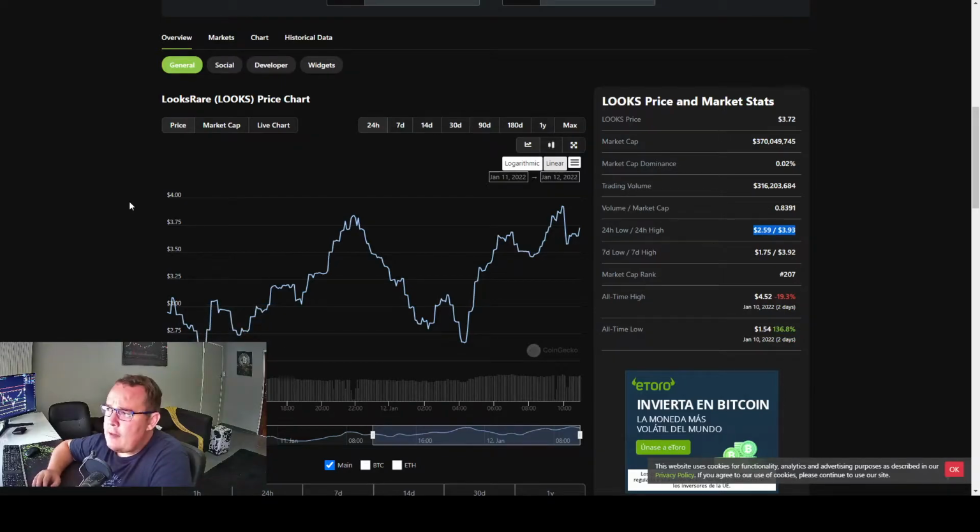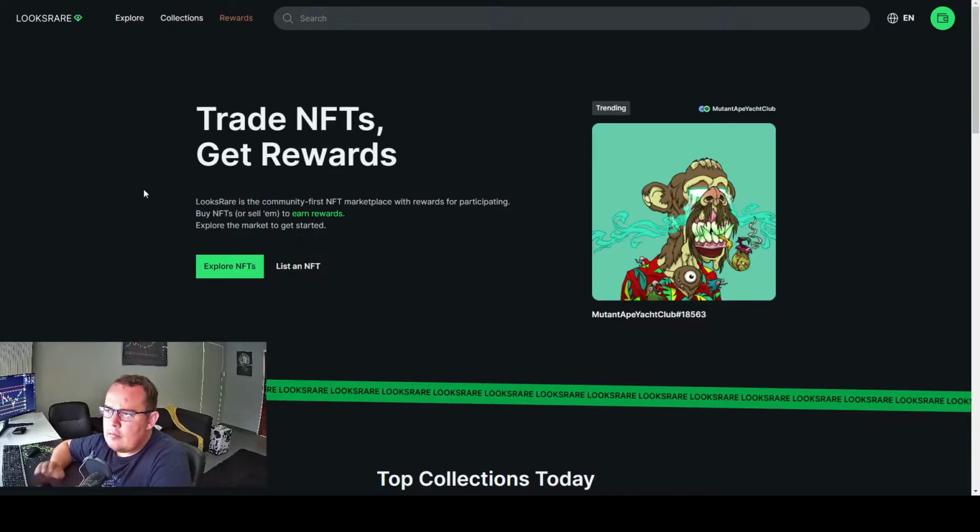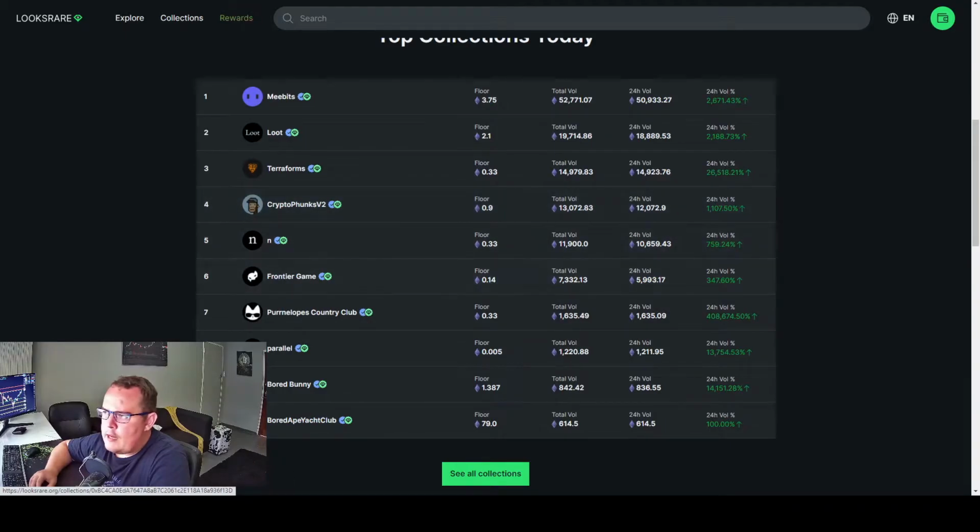But let's have a look and see what LooksRare is. LooksRare, trade NFTs, get rewards. LooksRare is the community-first NFT marketplace with rewards for participating. Buy NFTs or sell them to earn rewards. Explore the market to get started. The top collections are Meebits, Loot, Terraforms, Bored Bunny, Bored Ape Yacht Club.